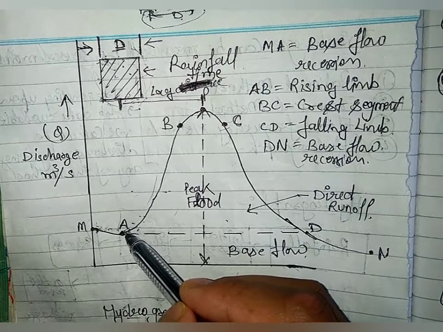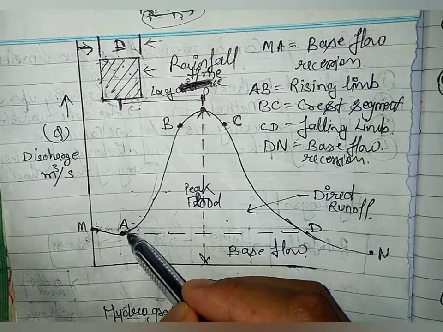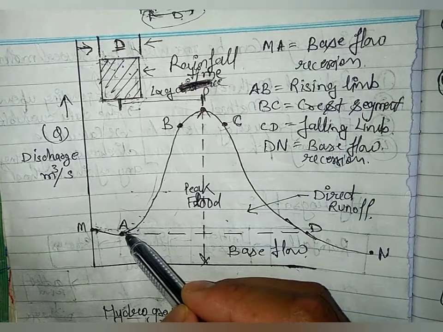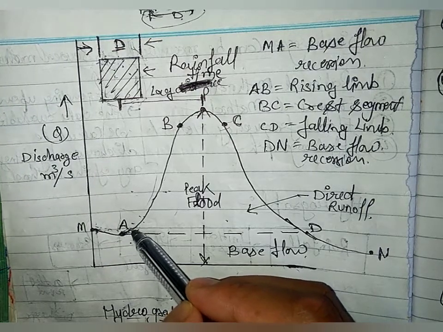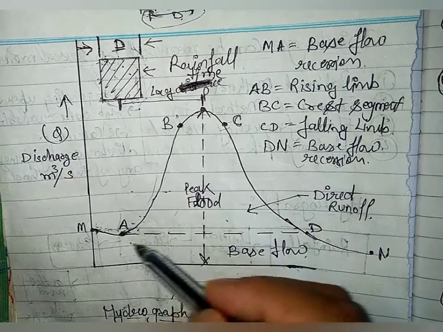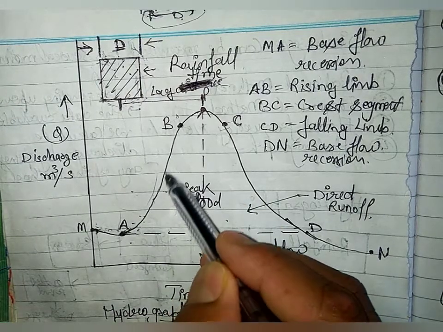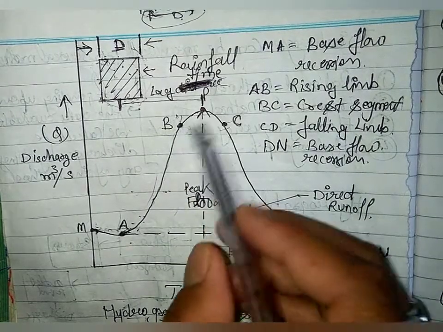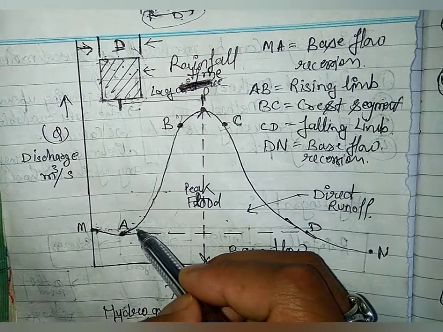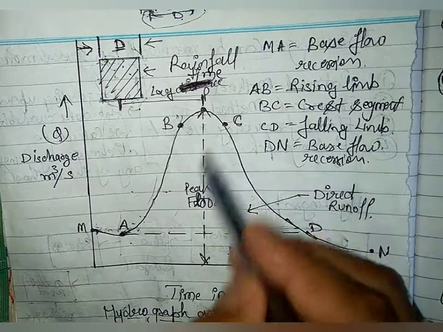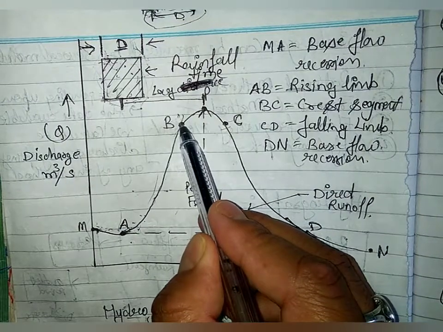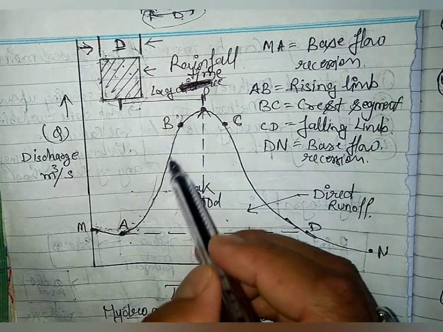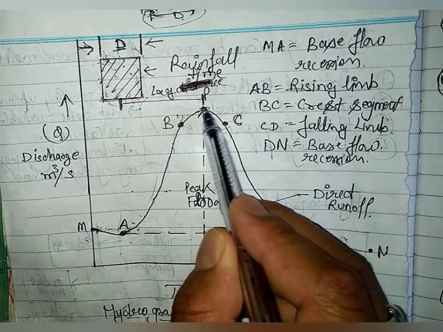But after your initial losses are completely met, the runoff in the stream starts to rise. So you can see here from A to B the graph is increasing, certainly. This AB section is called the rising limb of the hydrograph. Now after that, this discharge reaches its peak value.